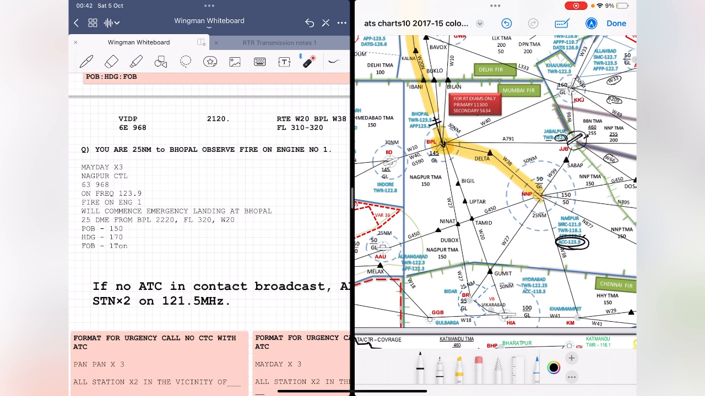So let's go over the whole call again. The question is, I'm 25 nautical miles from Bhopal and I observe a fire on engine number 1. My immediate reaction as a pilot would be, Mayday, Mayday, Mayday, Nagpur control. This is iFly 968 on frequency 123.9. Fire on engine number 1, will commence an emergency landing at Bhopal. 25 DME from Bravo Papa Lima at 2220 hours. Flight level 320 on Whiskey 20. People on board 150. Heading 170 degrees magnetic. Fuel on board 1 ton.